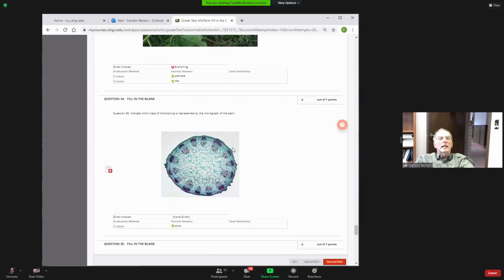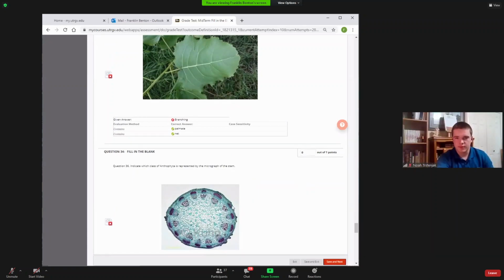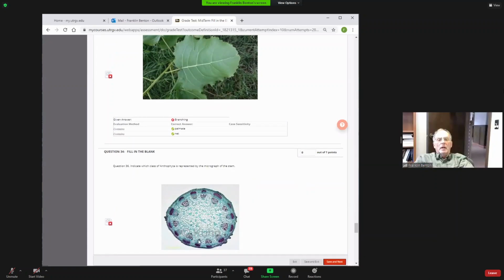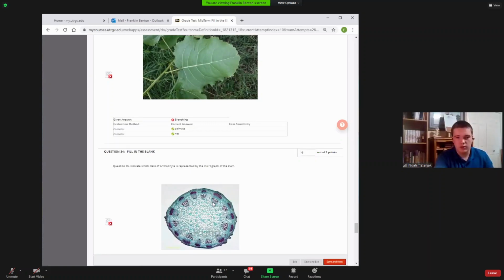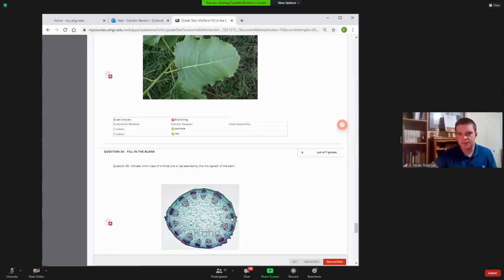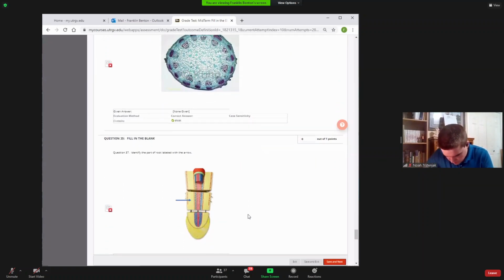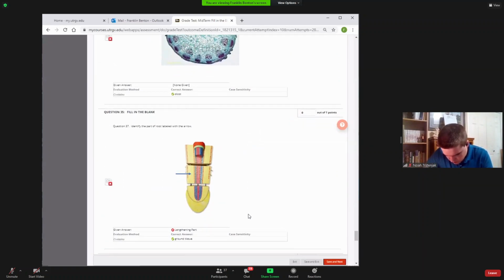Taking a look at this stem, to which class is it representing? Monocot or dicot? Dicot. Why? The location of the vascular bundles is in a circle. Right. Okay. Now, some of you all may have gotten one where the circles were in the middle or kind of spread around. What would that be? Monocot. Okay.